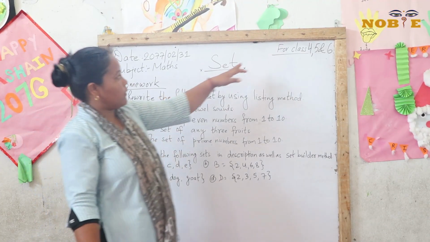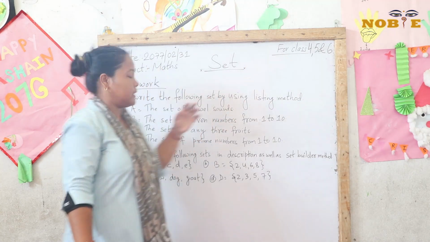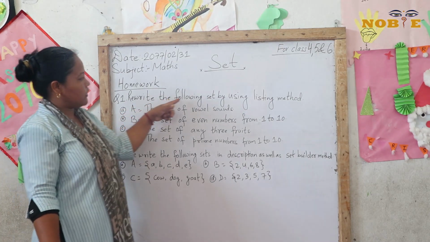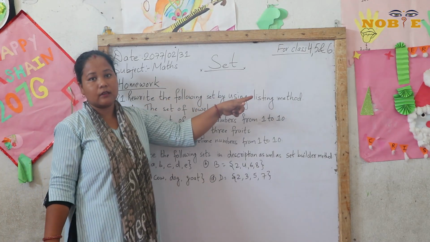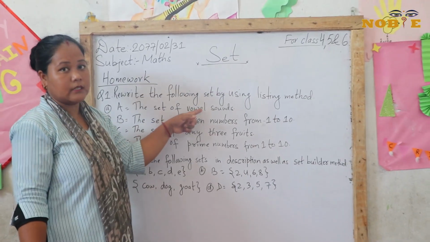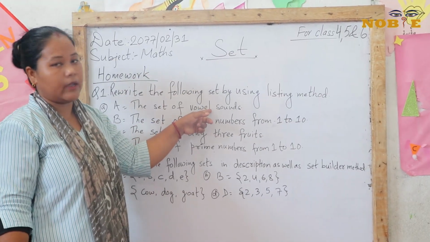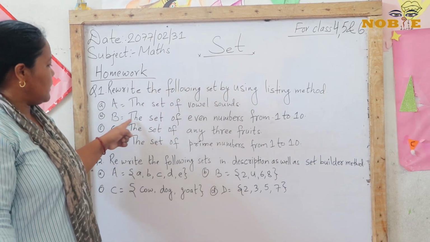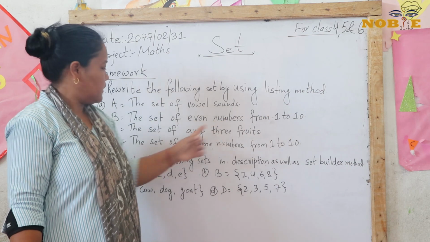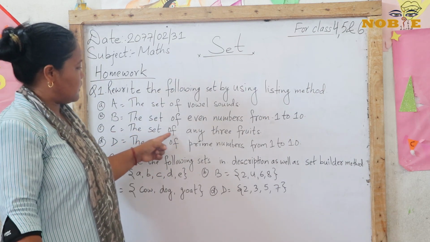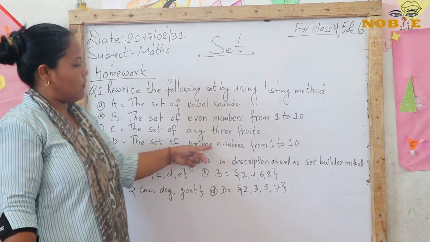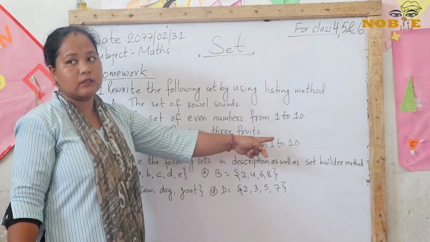Okay students, for classes 4, 5 and 6, your homework, question number 1: rewrite the following sets by using the listing method. A is the set of vowel sounds. B, the set of even numbers from 1 to 10. C, the set of any 3 fruits. And D is the set of prime numbers from 1 to 10.